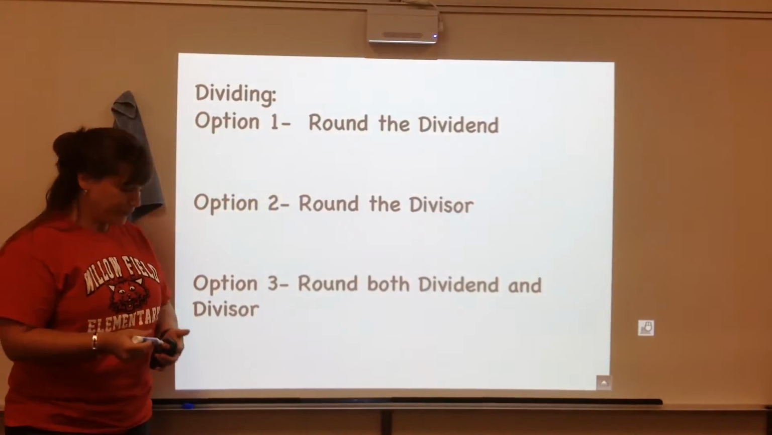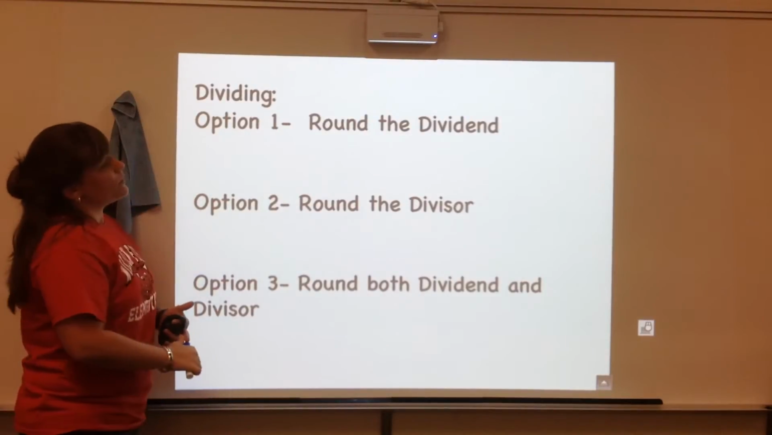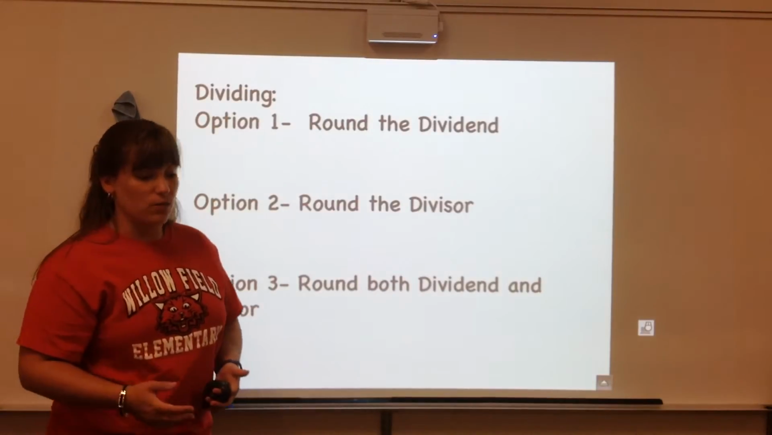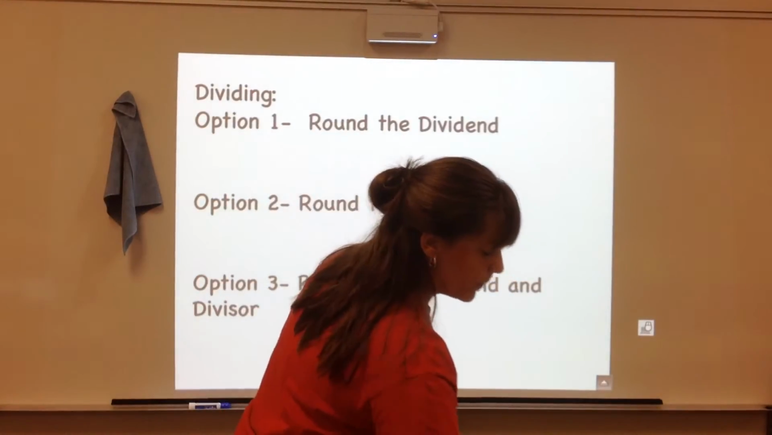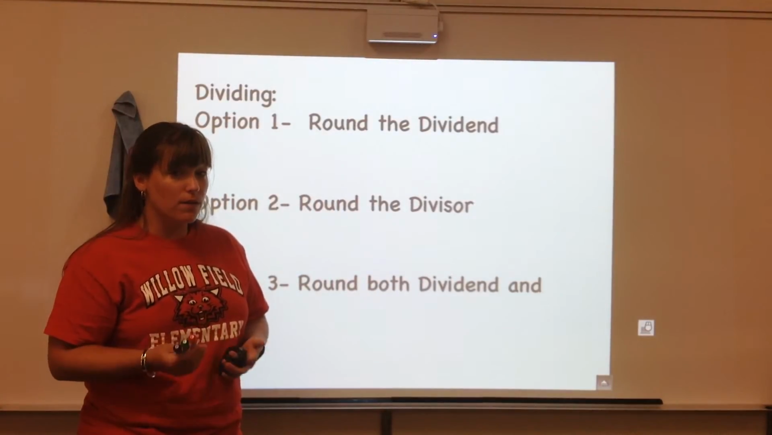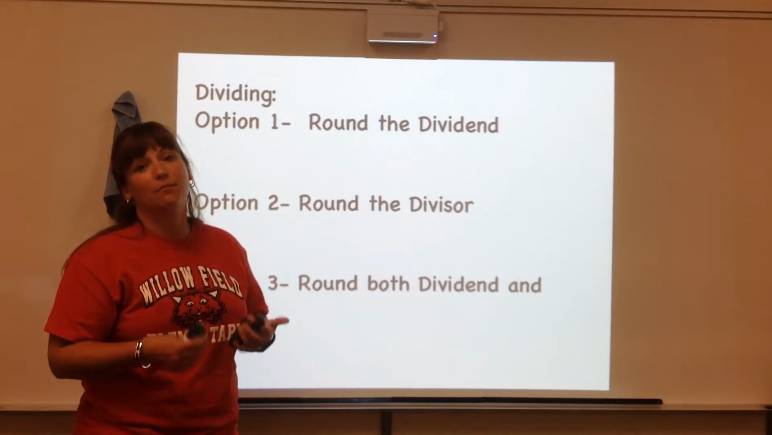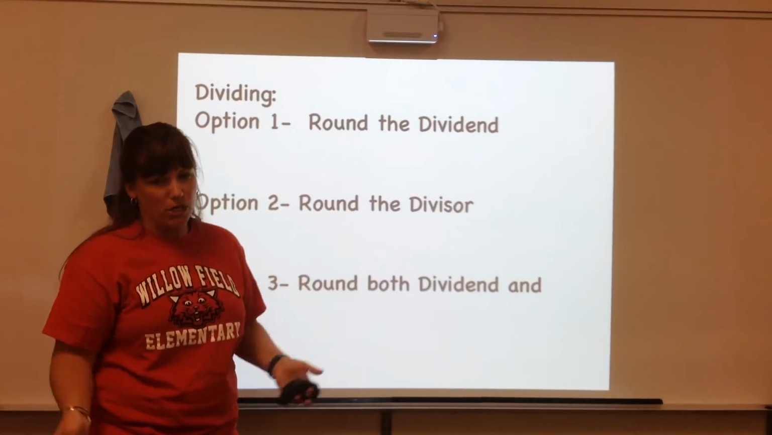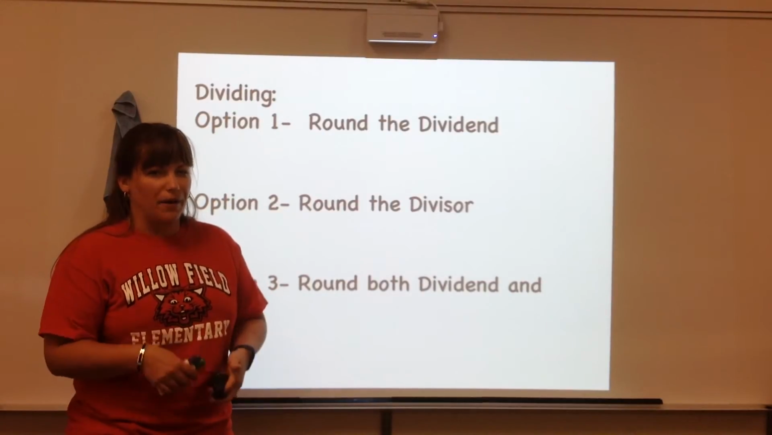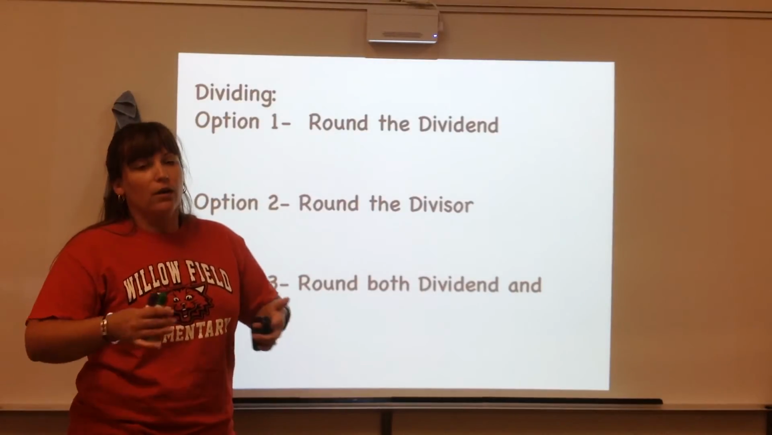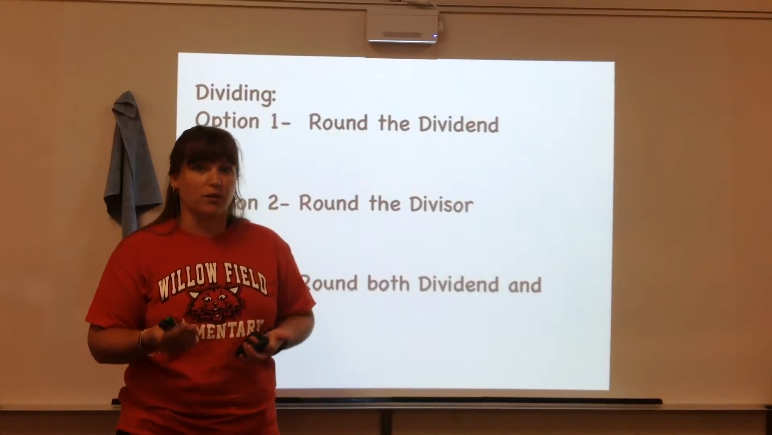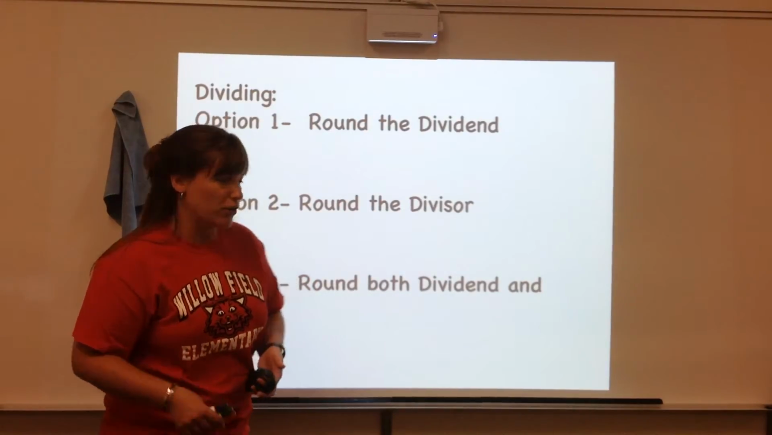Now we're back on track. When we are dividing, we have 3 options. To estimate, we want to do as little as possible. So if we can only manipulate or change one of the numbers, either the dividend or the divisor, that's better than changing both. The more you change a number when you're estimating, the farther it's going to be from the actual answer. You don't want to stray too far from what the real answer is, because the whole point is to make sure your real answer and your estimate are close to each other so you can check yourself.